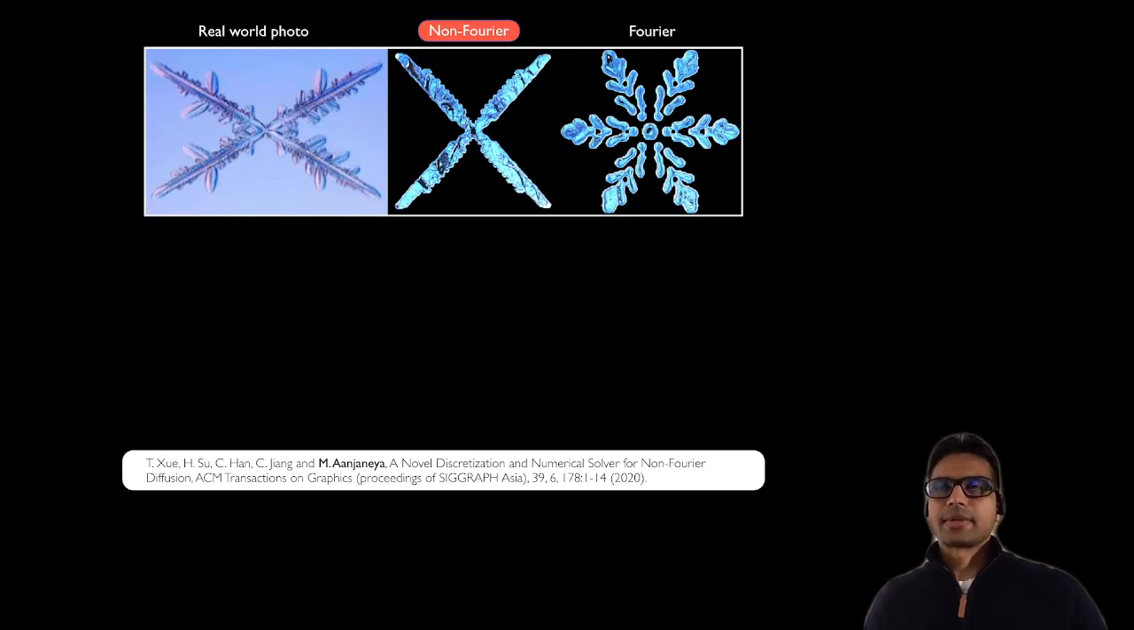And here is a quantitative comparison. So for this cross pattern, Fourier-based diffusion incorrectly predicts 6 branches, as shown on the right, whereas non-Fourier diffusion correctly predicts 4 branches. So we actually showed that non-Fourier diffusion has value for experimental description of certain observed phenomena. And an interesting thing to see would be if CF diffusion is sufficient for describing all snowflake patterns, or are there patterns that are outside the realm of CF diffusion also?